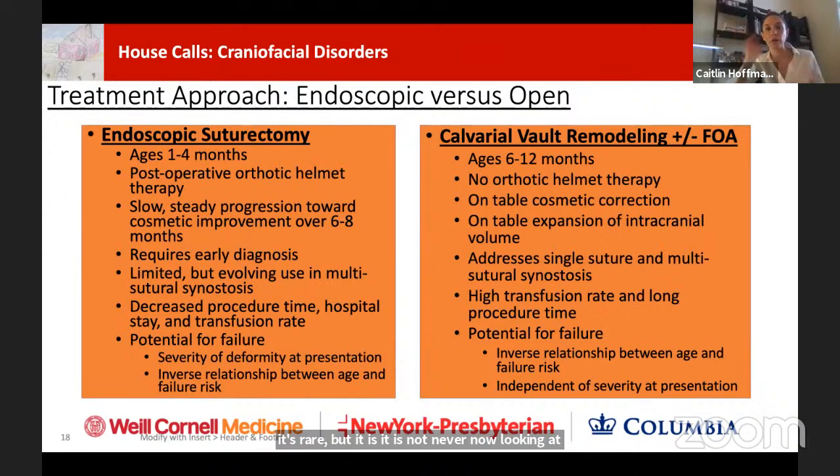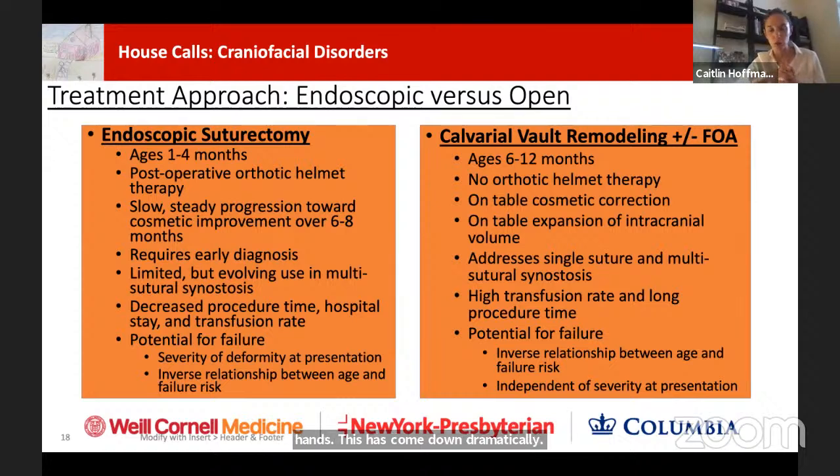Now, looking at the calvarial vault remodelings, known as frontoorbital advancements, this is a procedure we perform typically between 6 and 12 months of age, because we're doing all of the work on the table and remodeling that child's skull for them during surgery. There is no helmet therapy needed due to on-table cosmetic correction, as well as on-table expansion of intracranial volume. We can address both single suture as well as every form of multisutural syndromic synostosis with this approach. There is historically a high transfusion rate. In our hands, this has come down dramatically into about the 20% range.